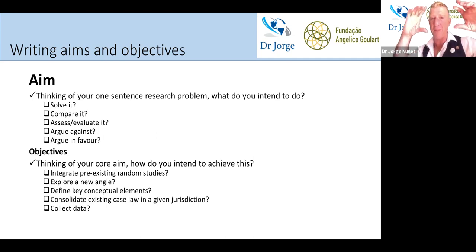So once again, I have my working title that may change. This is a draft. I'm going to have my aim, so the intention I'm setting from that elephant, what kind of area and how I'm going to explore, and from that aim, how I'm going to do it specifically, the objectives I have.